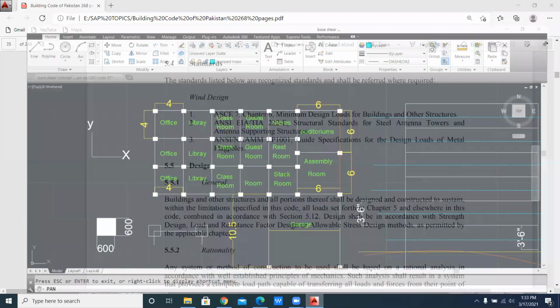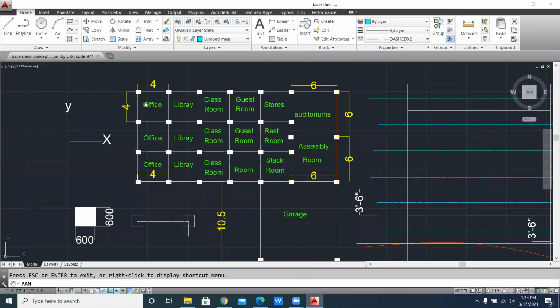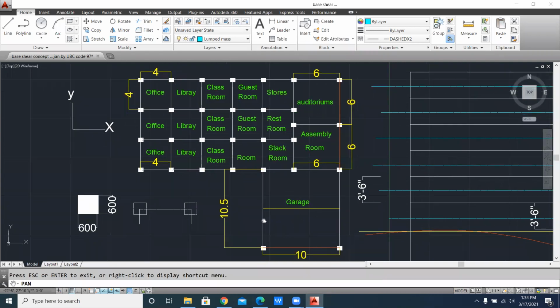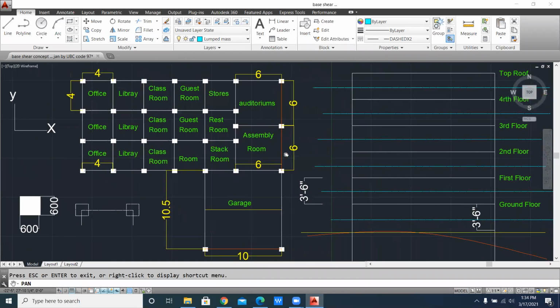This one is for the structure. In this structure we will find out the load of the rooms, library, classroom, guest room, stores, auditorium, assembly room, garages, shear wall, and secondary beam. So each and everything we will consider.